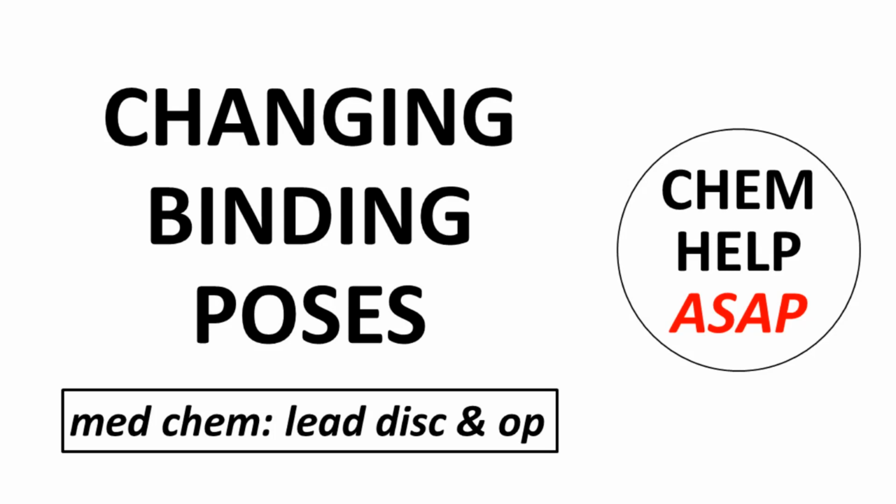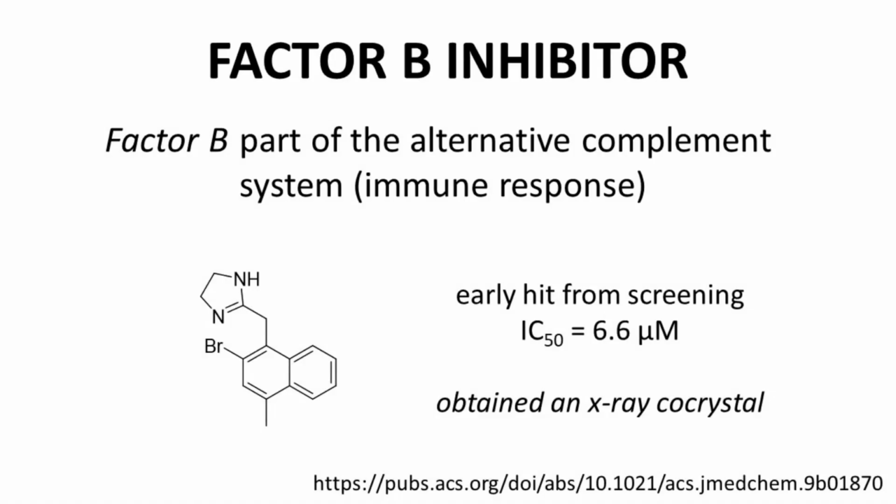When optimizing a lead for on-target potency, one typically assumes that each compound in a lead series engages with the target in the same way. That is not always the case. On the screen is an early hit from a drug campaign that was striving to inhibit part of something called the complement system, which is part of the immune response pathway. The specific target in the complement system is factor B.